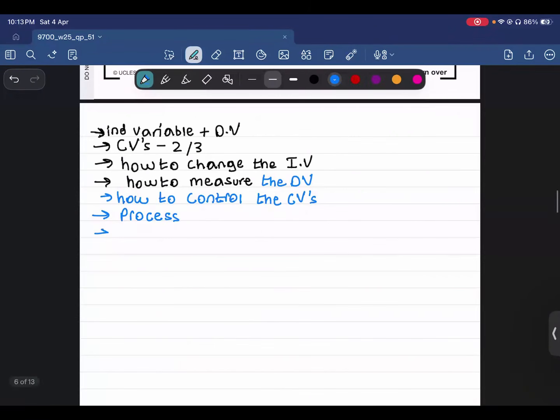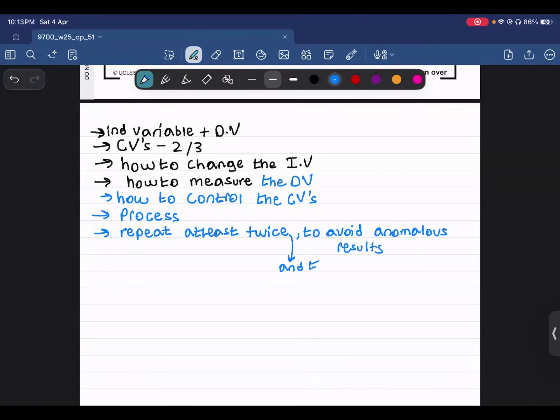Then after that, two or three marks for every single P5 question is the repeat point. Every experiment, you're going to repeat it. So you're going to say repeat at least twice. You can mention the same sentence if you want: repeat at least twice to avoid anomalous results, as you said. Also you could add, repeat at least twice and then take average, because there's no benefit of repeating if we are not taking an average. So repeat at least twice and then take average to avoid anomalous results.